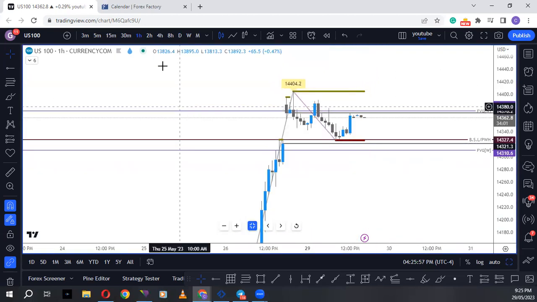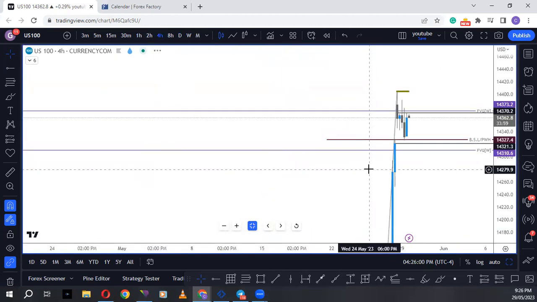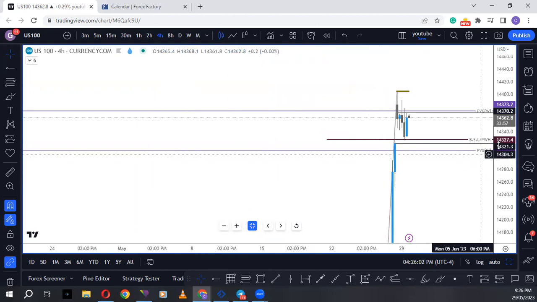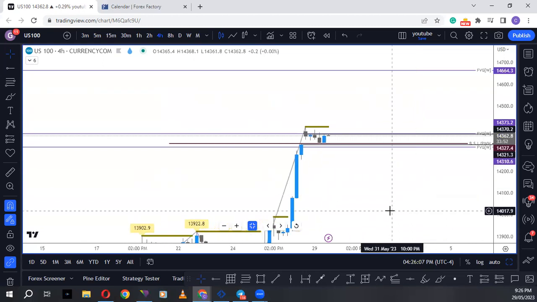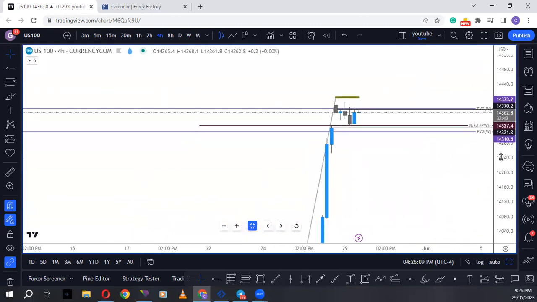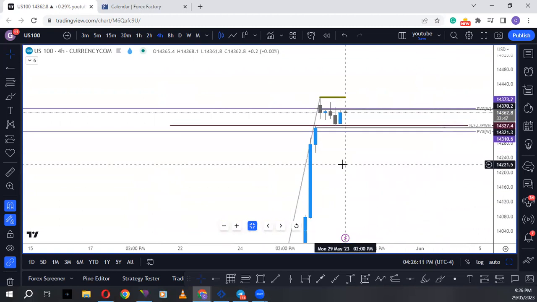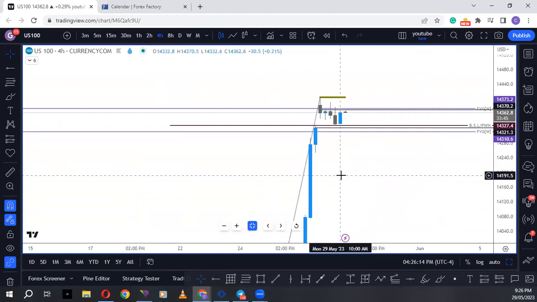Ask a question, sir. Go ahead. This gap you're talking about, when did we start focusing on the gap? Because on a normal day, we don't really focus on that. I didn't know that weekend gap used to affect price. Yes, it's a gap now. It affects price.